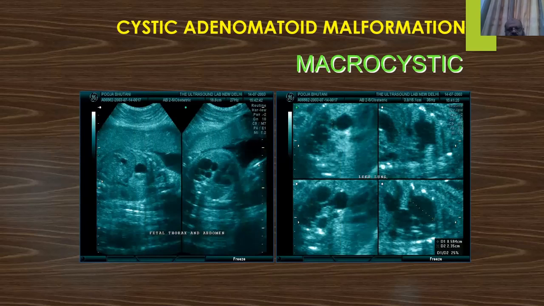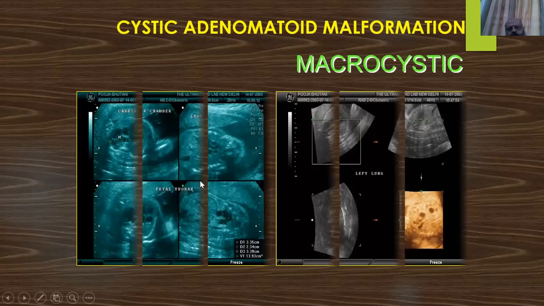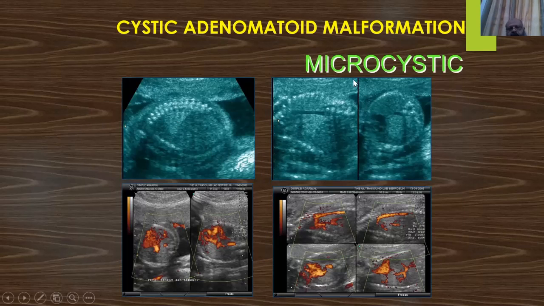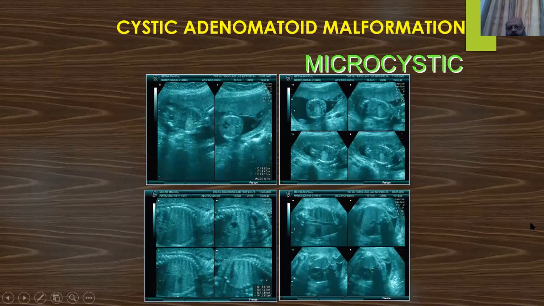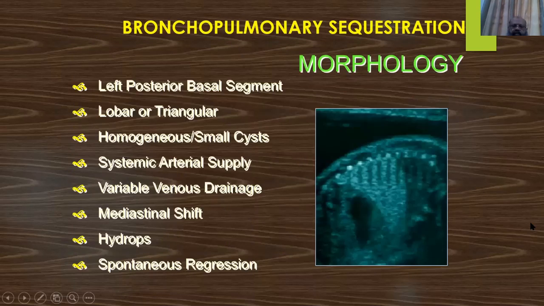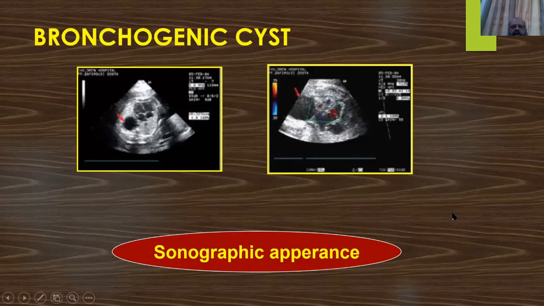This is macro, in which you can get some multiple cysts in the thorax. This is mixed type, in which you get some cysts and the remaining is hyperechoic. And in microcystic, the whole of the lungs will be very hyperechoic. The cysts will not be visible, as in polycystic kidney disease. We can also have bronchogenic cysts, which are large cysts.